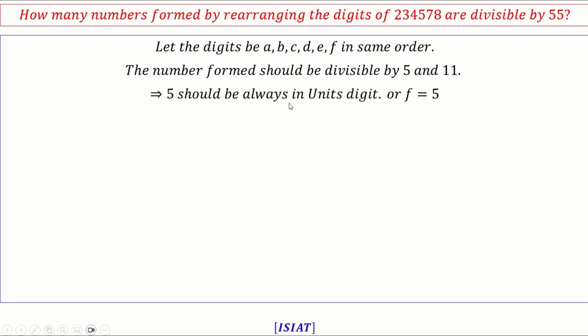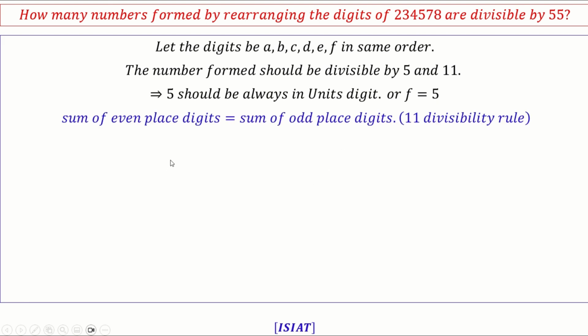The rule for 5 is, we know the last digit should be 5 or 0 basically, but the given digits are only these. So out of this, the only possibility is that the last digit, which is F, is equal to 5. Okay, now we fixed F as 5.